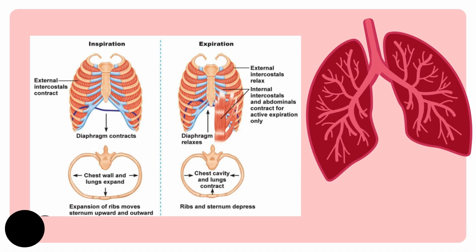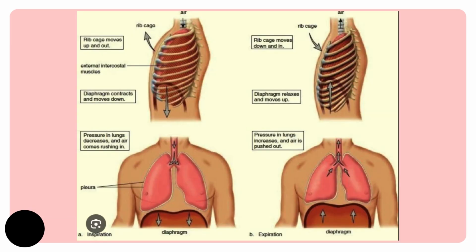Okay, this is another picture, if you would like to see it in more detail. Alright, more pictures. As you can see here, this is a good picture. When air is coming in, the rib cage moves up and out. The external intercostal muscles contract. The diaphragm contracts and moves down. And pressure in the lung decreases and the air comes rushing in. And this is a picture of how the diaphragm contracts going down.